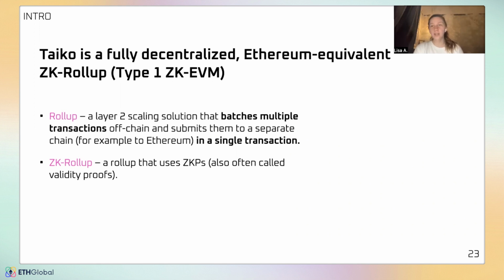And let's quickly define what all that means. So, a rollup is a layer 2 scaling solution that batches multiple transactions off chain and submits them to a separate chain in a single transaction. For example, to Ethereum. That's why it's a scaling solution. And the ZK rollup is just a rollup that uses zero-knowledge proofs, also often called validity proofs.